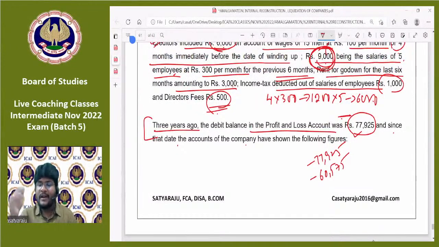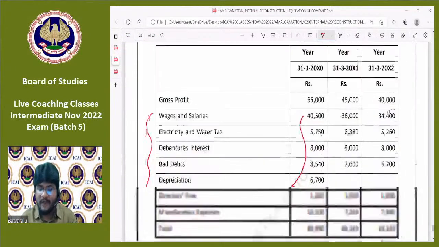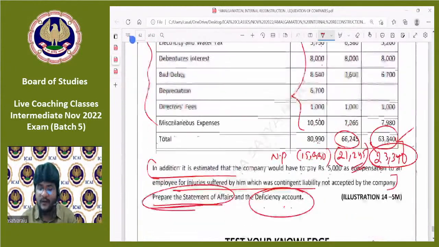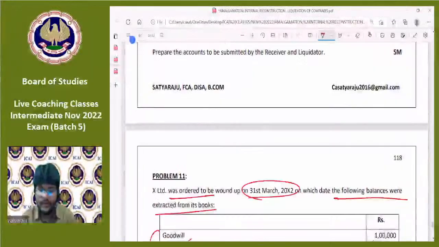Was any dividend declared? Nothing was given. Were any bonus shares issued? Nothing was given. Now we need to check the realization losses, all of you. How do I need to check the realization losses, sir?